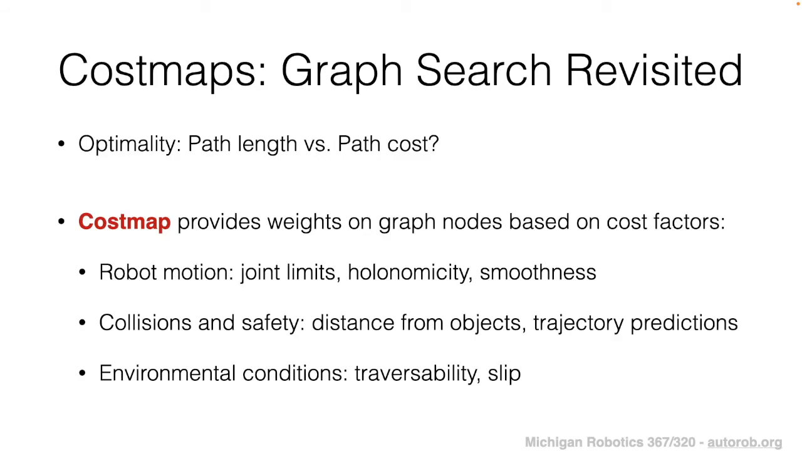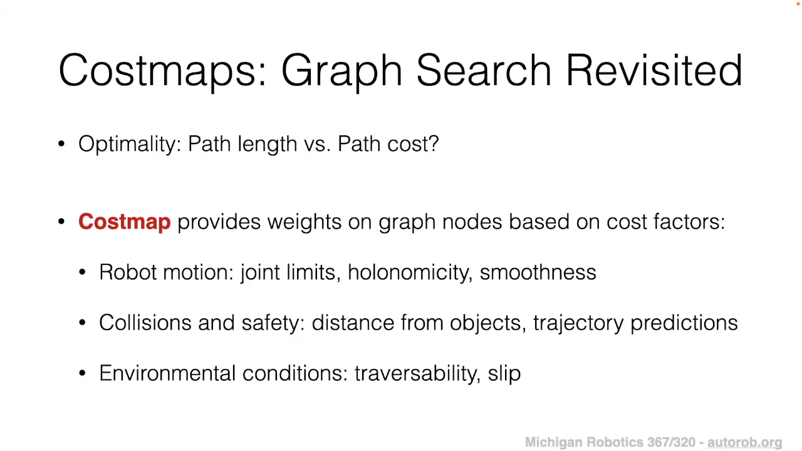Right? So the cost associated with each point within configuration space could be based potentially on the robot motion. So this could be joint limits or the smoothness of motion within that portion of configuration space. It could be based on collisions and trying to ensure safety, right? So potentially the distance from objects could be associated with the cost. And then finally, one additional approach, although there are others, would be environmental conditions that you might want to incorporate in certain portions of configuration space. So for example, certain areas of configuration space would be slippery or cause traversability issues. You might want those to have higher cost so that your search algorithm can avoid those portions of the space.